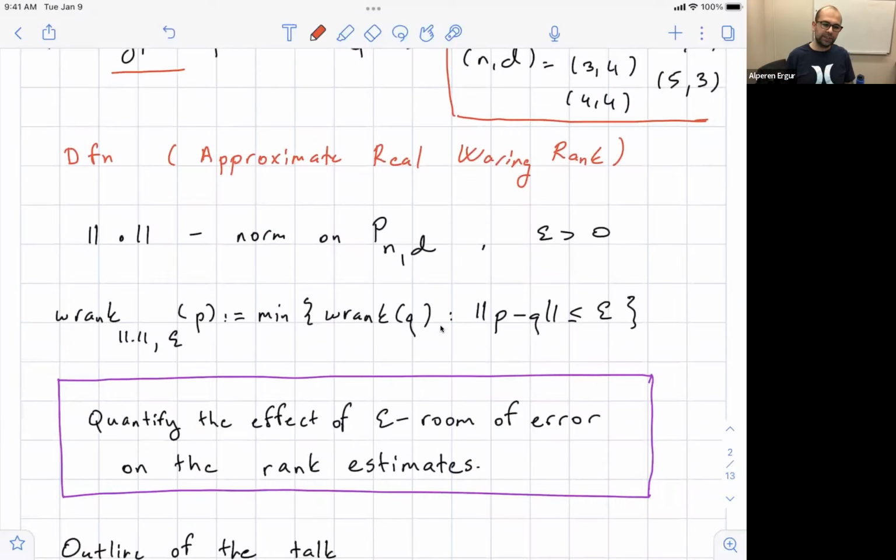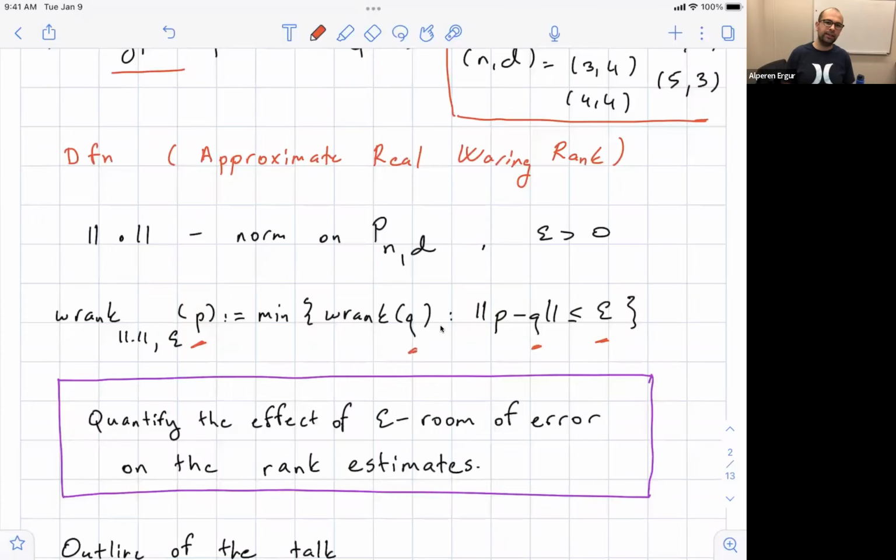And then what I do is this: your input is this p, right? I go look for q, which is epsilon close with respect to the norm you picked, and I try to look for the q with minimum Waring rank. So basically, you draw an epsilon ball around your input p, and then you say, okay, what is the smallest Waring rank realized in my epsilon ball? And then my goal is to quantify the effect of giving this epsilon room of error on the rank estimates.